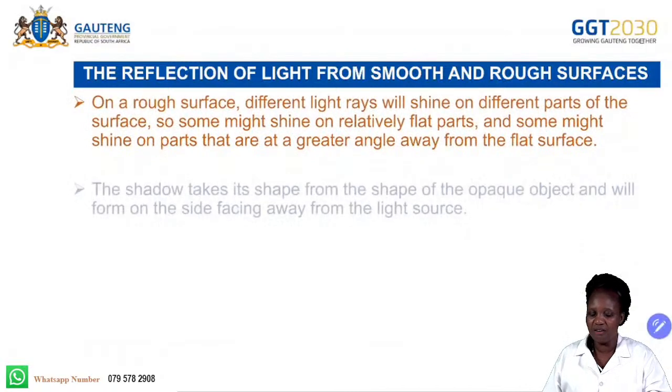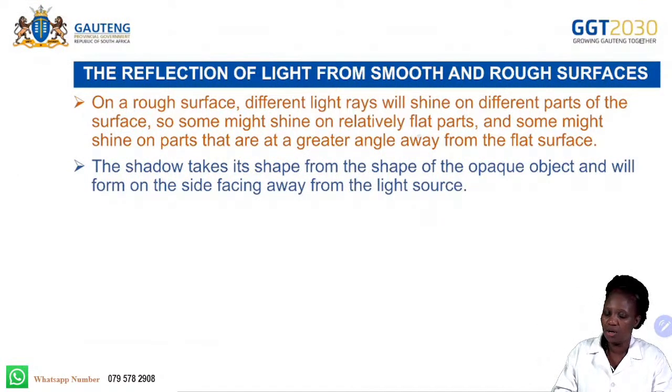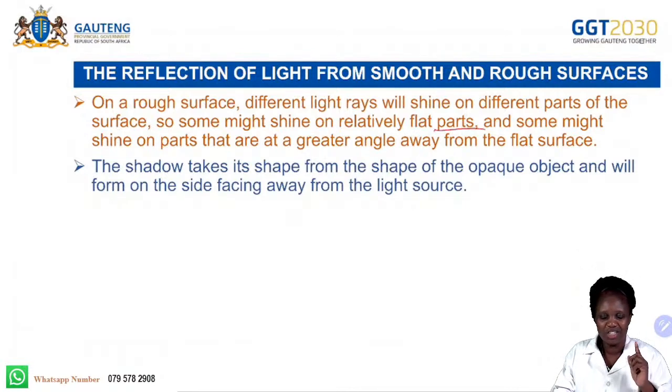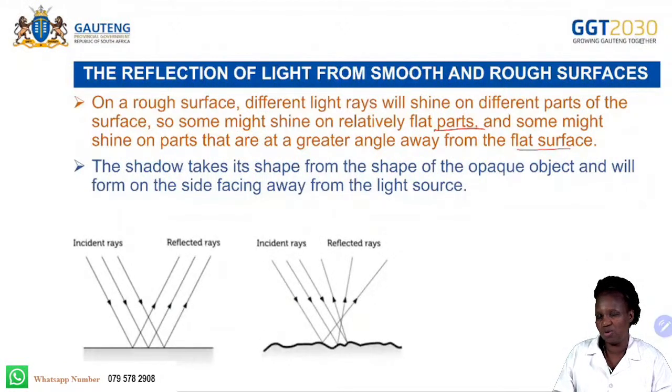And then on a rough surface, different light rays will shine on different parts of the surface. So some might shine on relatively flat parts, and some might shine on parts that are at a greater angle away from the flat surface. The shadow takes its shape from the shape of the opaque object and will form on the side facing away from the light source. What do we mean here?